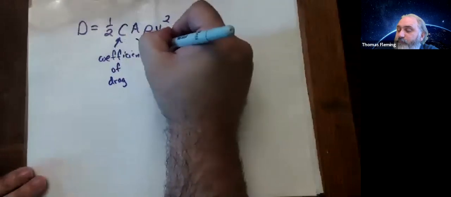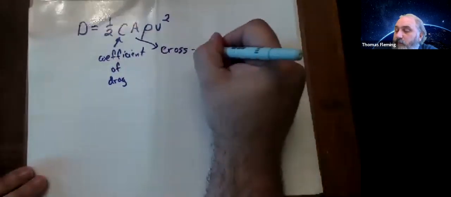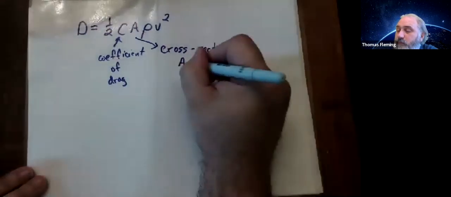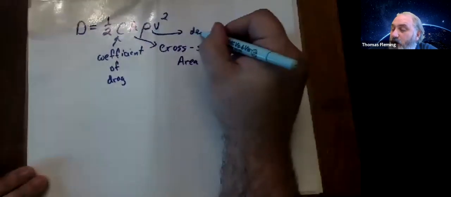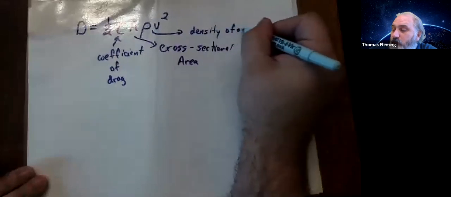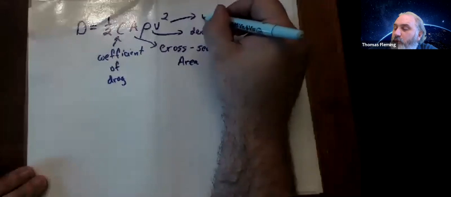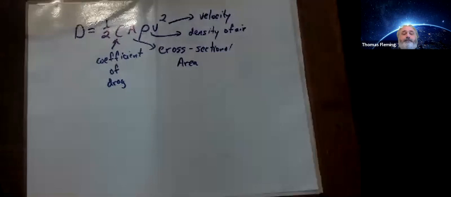A, the cross-sectional area. Rho, the density of air. And then V is how fast you're trying to move. You just got to know that.